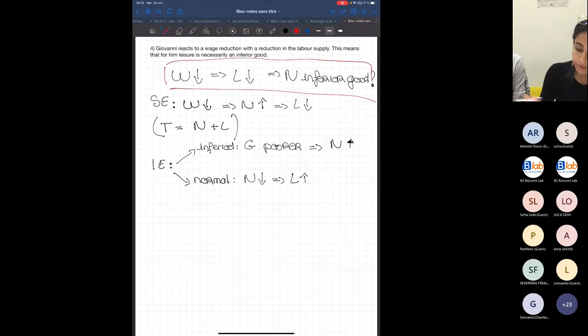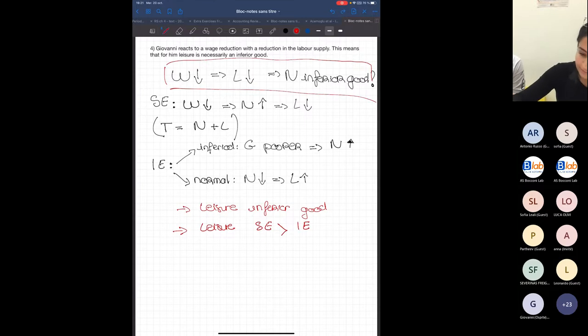But there's also another possibility. First possibility, leisure is an inferior good. Second possibility is that leisure is a normal good, but the substitution effect is going to be bigger than the income effect. That's another possibility of the exercise. So this is not false, but this is only half true. So very good. Let us know if you have any questions for this exercise.